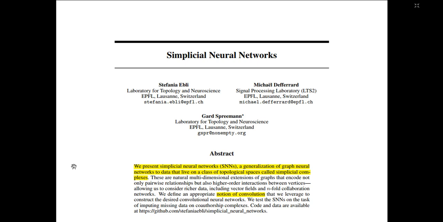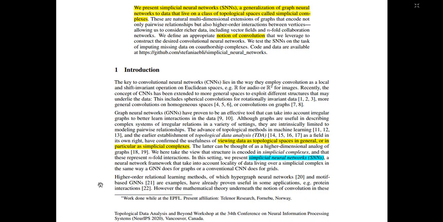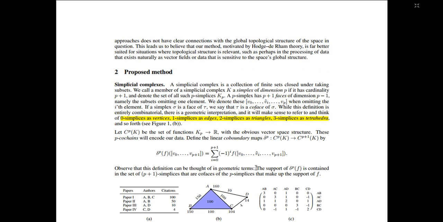The next paper that we are going to have a look at is Simplicial Neural Network. Already in the homology and cohomology video, we defined the simplexes. The simplex is just a generalization of the graph, again. And they define a notion of convolution on these structures again. So it is like viewing the data as topological spaces in general, or simplicial complexes.